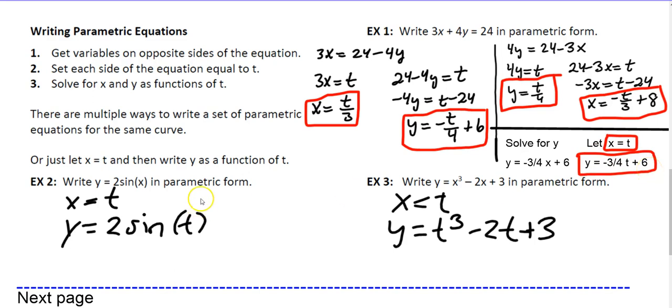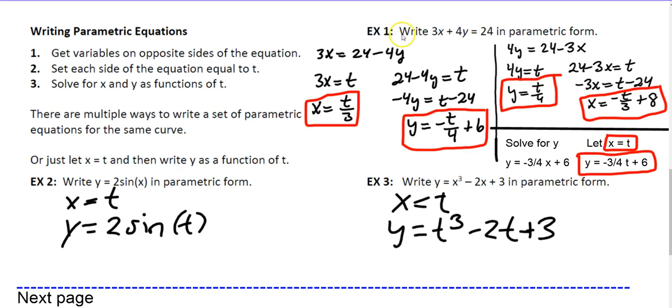Now if it had been easier, I could also do the same thing by letting y equal t and then substitute t for y and write my x equation. It would just depend on how the original equation was written, which one would be the easiest to do.